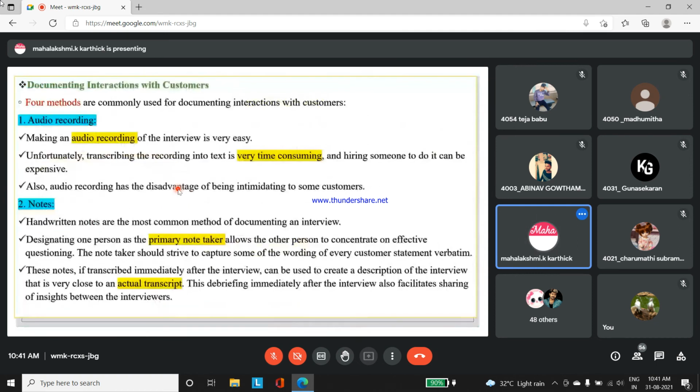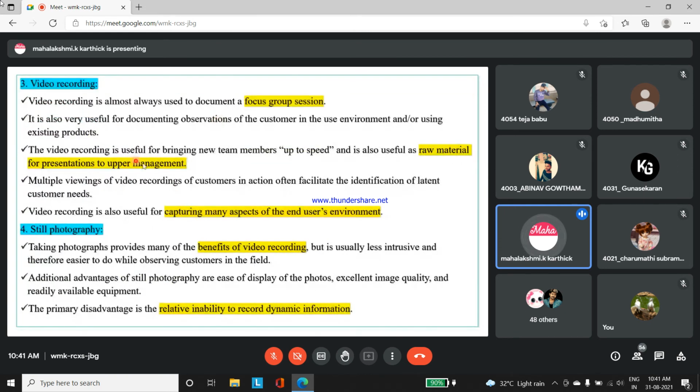You have to understand these are all done for documenting the interaction with the customer. So the video recording is useful for bringing new team members up to speed and also as raw material for presentation to upper management. For example, if upper management people are not able to attend some meetings between the interviewer and the customer, these videos can be sent to them to analyze what is the real drawback felt by the customer when using the existing product. That way they can take steps for the new products. This method is useful for it.